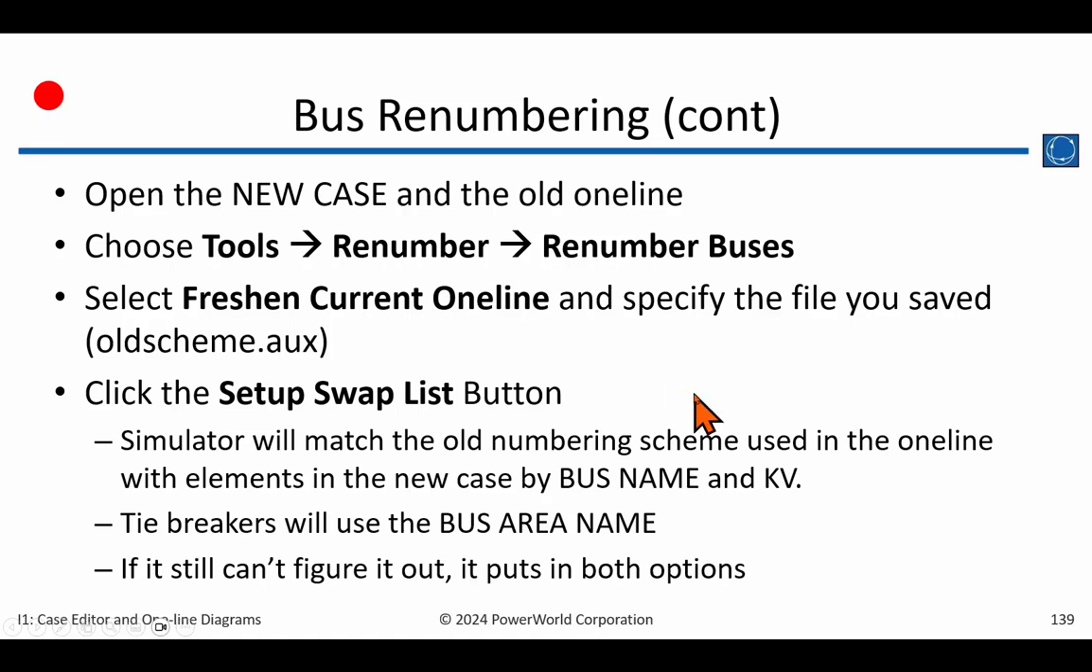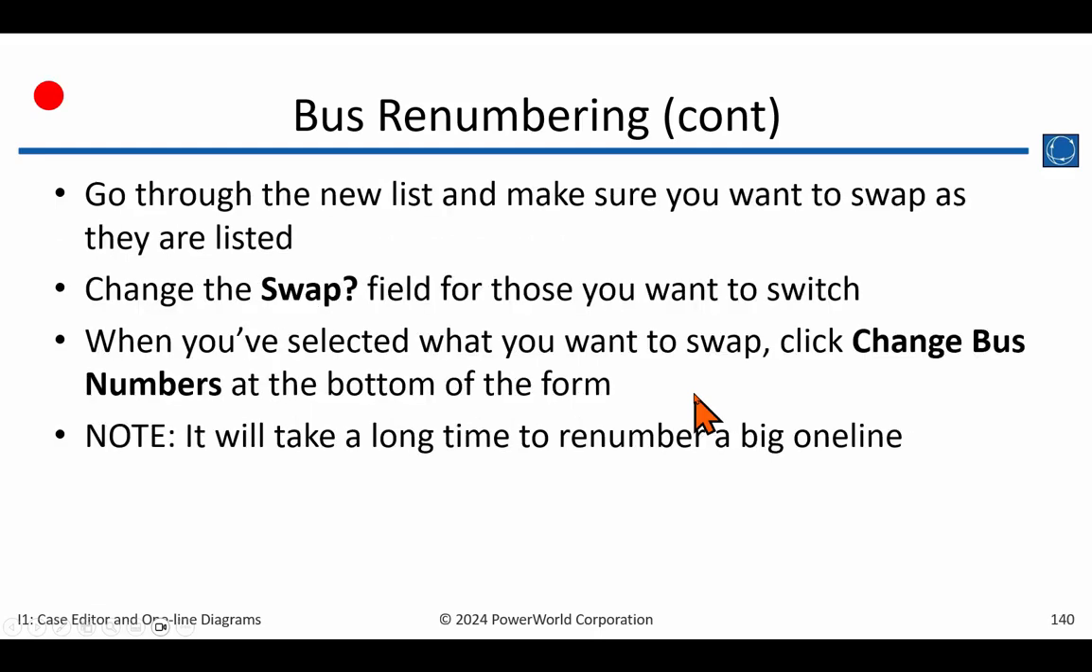In other cases, you might be best off just to get rid of everything on the one-line diagram that doesn't link to your new case, and then just add the new objects. And again, after you have both lists, then it will have a swap field that you can set. So I'll just briefly bounce over to Simulator and show where this is.